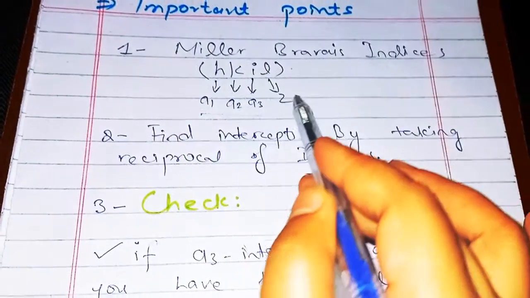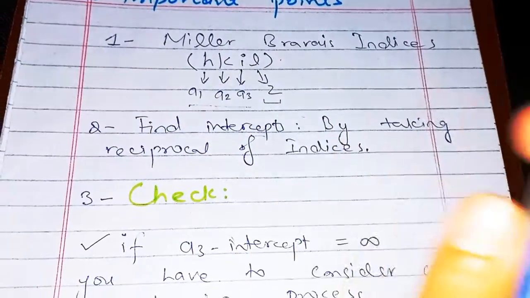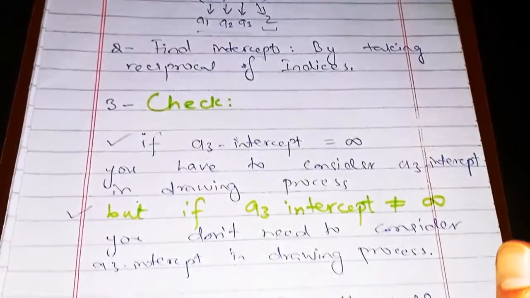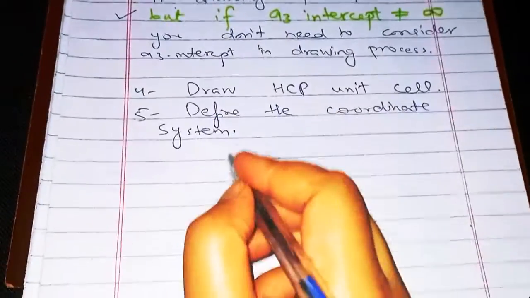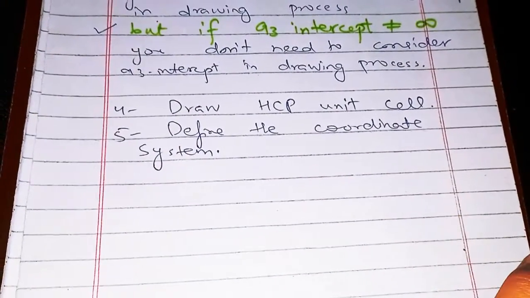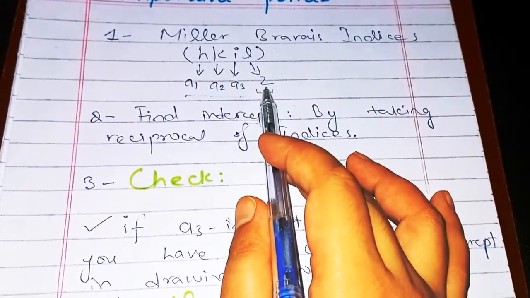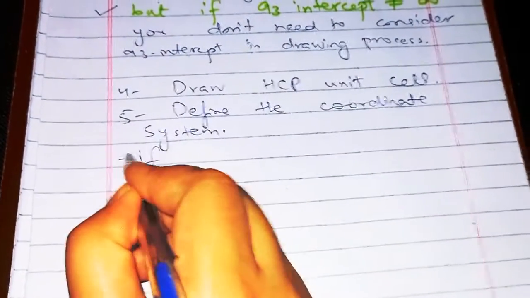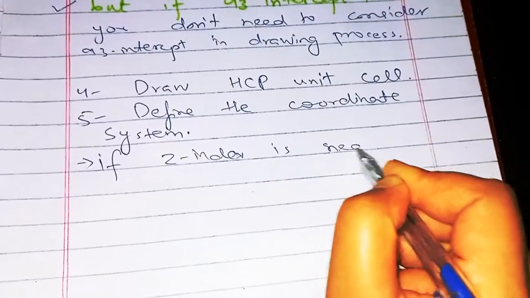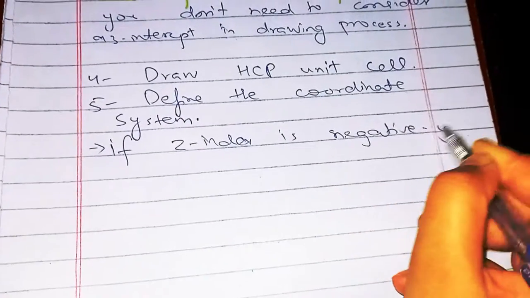It's not dependent upon the polarity of the other three axis lines, but it depends upon the polarity of the z axis. If the z index is positive, then the conventional origin works really well. But if the z index is negative, then you have to shift the origin. Okay, so you can write in here: if the z index is negative, you have to shift the origin.